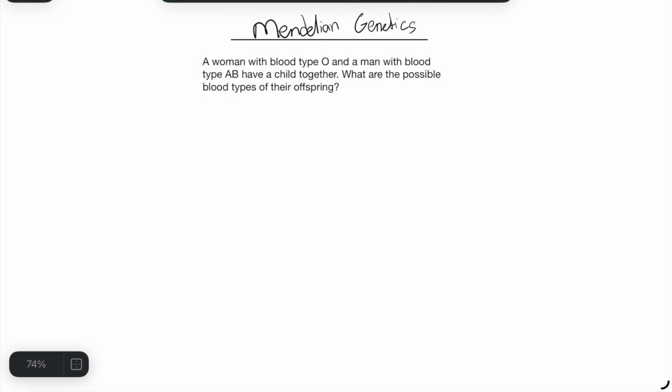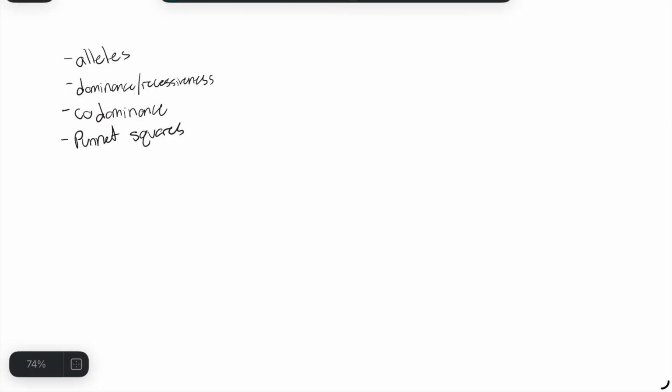But this question is really testing whether you understand Mendelian genetics. Because if you understand how alleles are inherited, how dominance and recessiveness works, and what codominance is, we can solve this entire problem systematically instead of by memory. And by the end of this video, we're going to come back to this exact problem and solve it step by step. In this video, we're going to cover alleles, dominance, recessiveness, codominance, Punnett squares, and blood type inheritance, so we can solve genetic questions systematically.